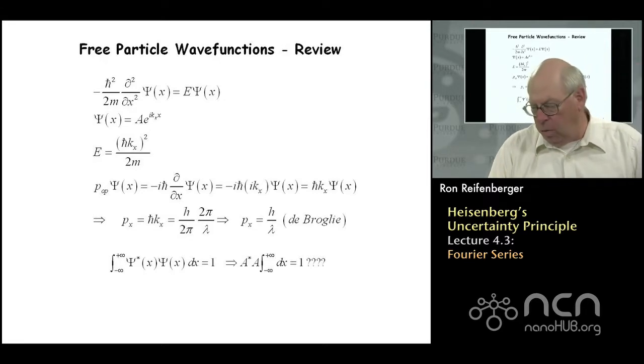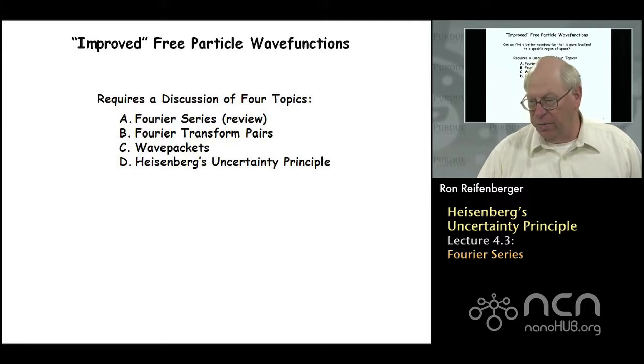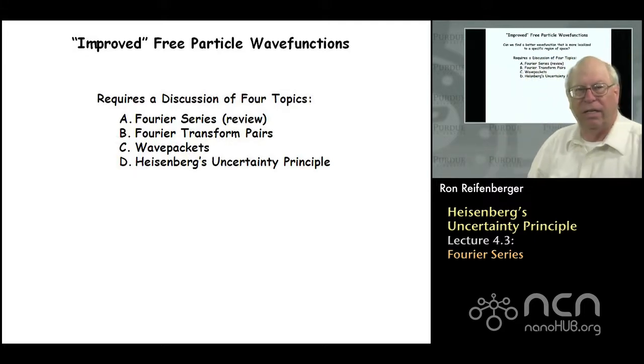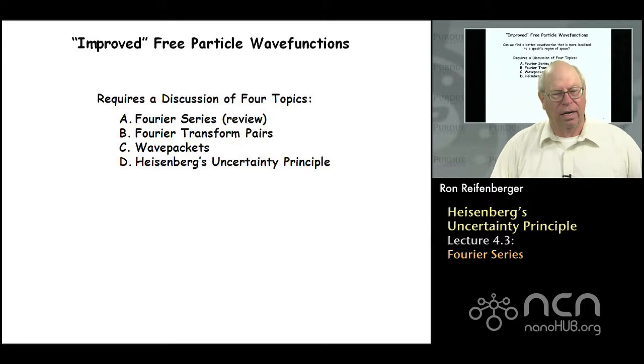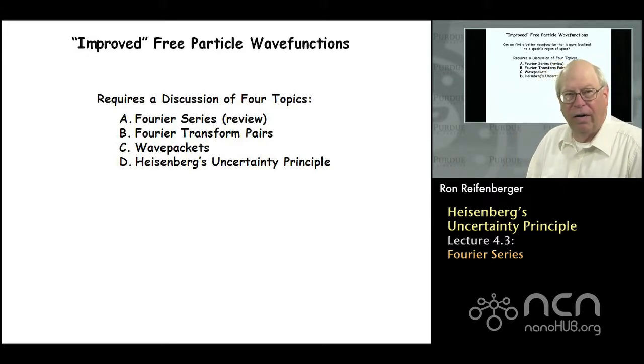But this lecture and the next two or three lectures are really an extended discussion on how to better write down a free particle wave function, something that's a bit more realistic than this delocalized wave. It requires a discussion of a few topics, some of which are mathematical. And then the final topic is Heisenberg's uncertainty principle, which we'll discuss, and it follows directly from the first three topics here in this slide.